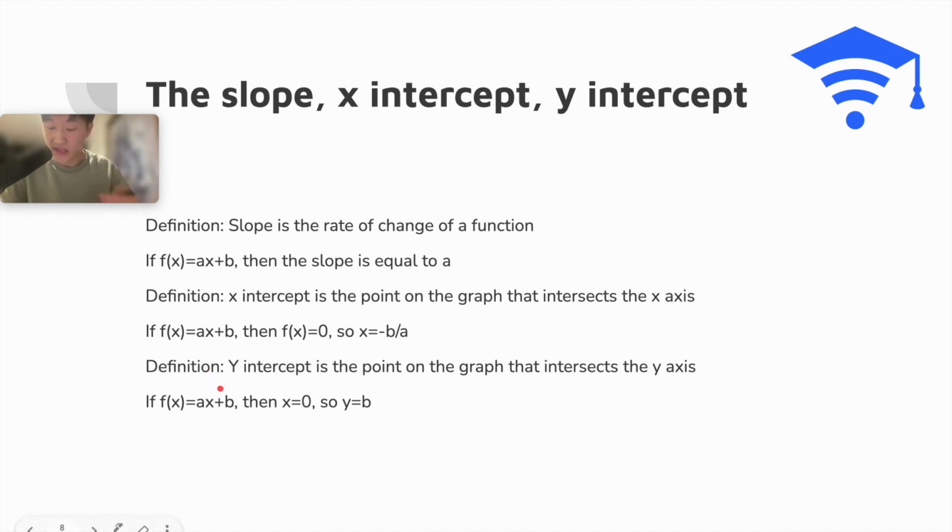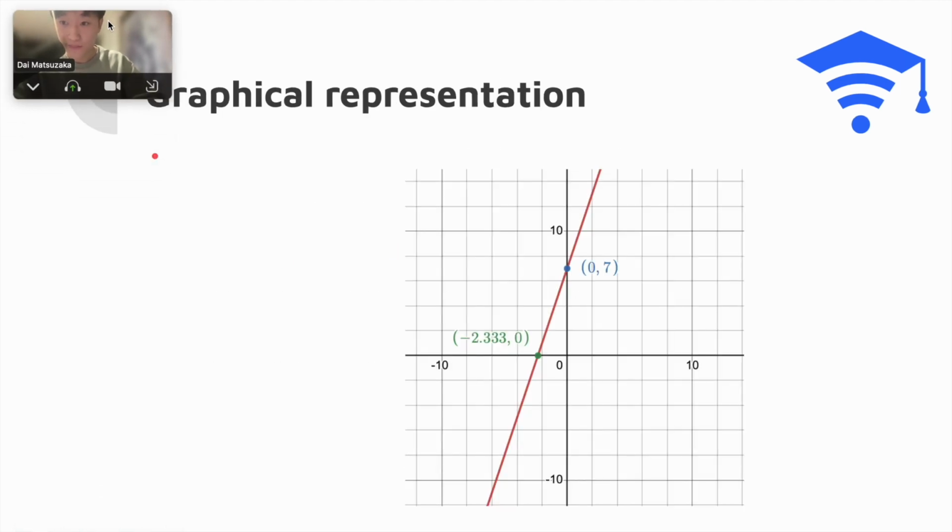And the y-intercept is the same idea. It's just when the graph intersects the y-axis, so then x would be equal to 0, so y would be equal to just b. And given that we have generalized the linear function to the formula of f of x equals ax plus b, let's look at examples and graphical representations.